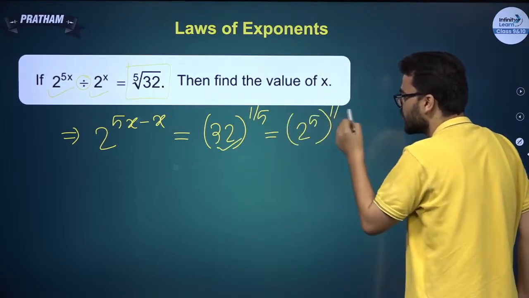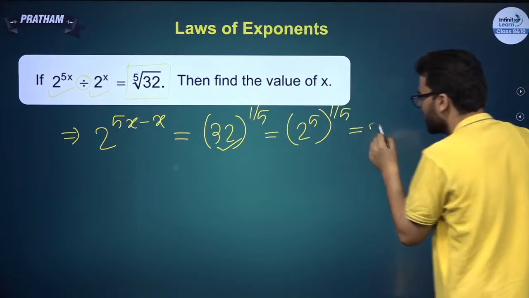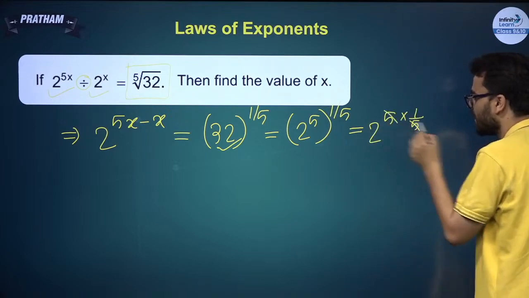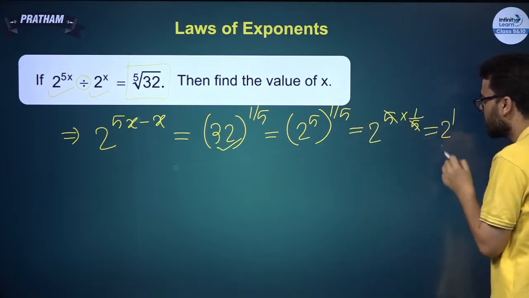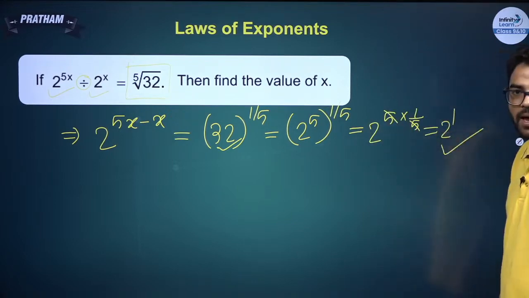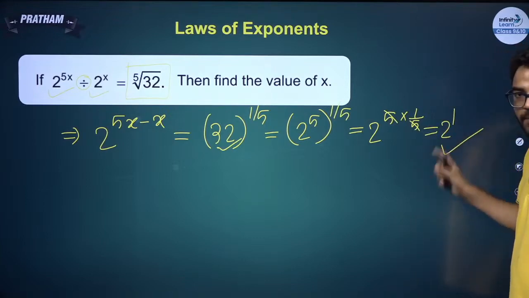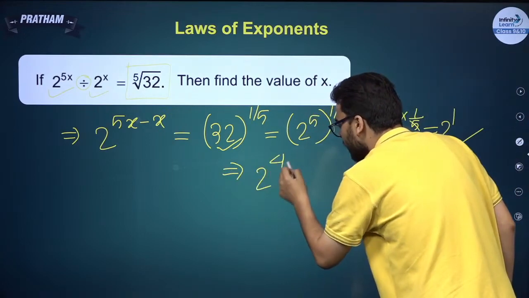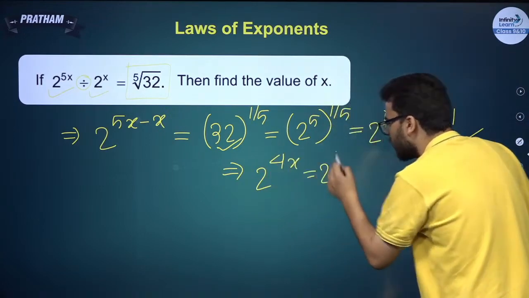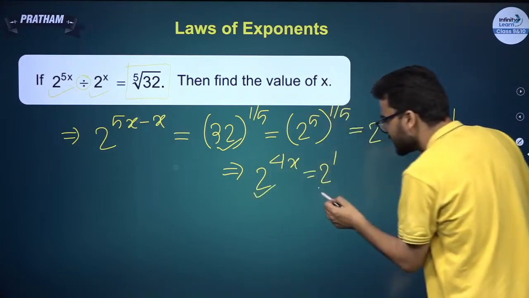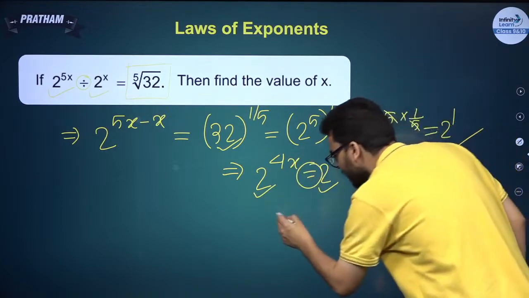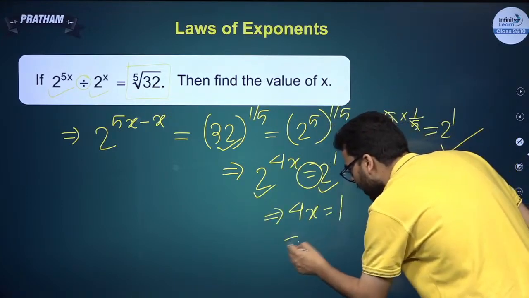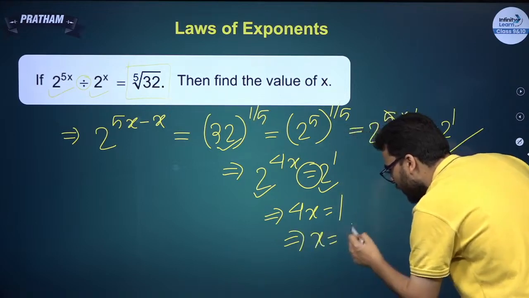The whole raised to the power 1 by 5. Now I can use power of power law of exponents, so you can multiply them. So will I get 2 raised to the power 1 over here? Tell me. I'll get 2 raised to the power 1. So what does it mean? That we have got 2 raised to the power 4x to be equal to 2 raised to the power 1. So you see same base is there and there is an equal to sign. So what can I say? I can say that 4x is equal to 1, or I can say x is equal to 1 by 4.